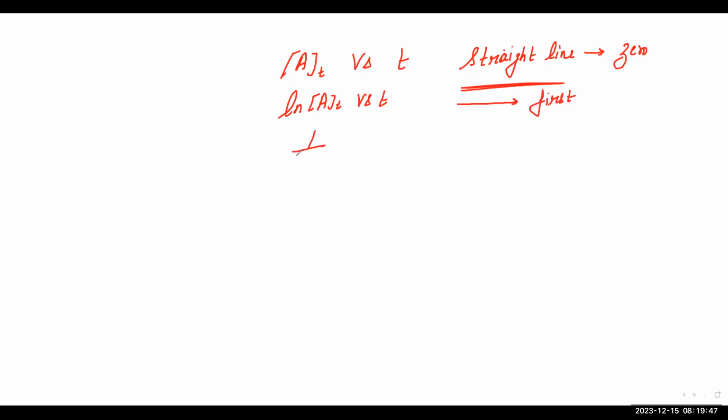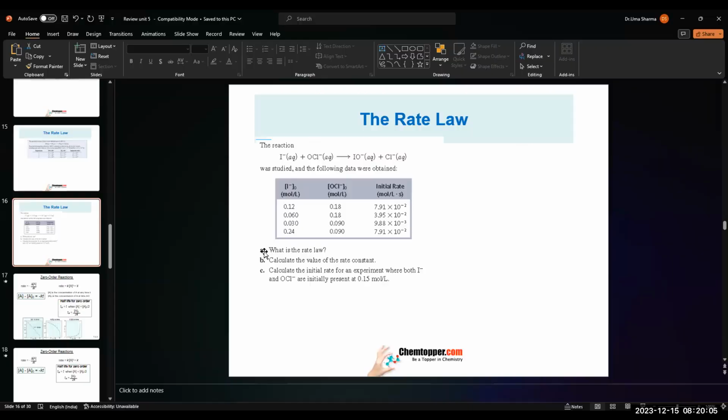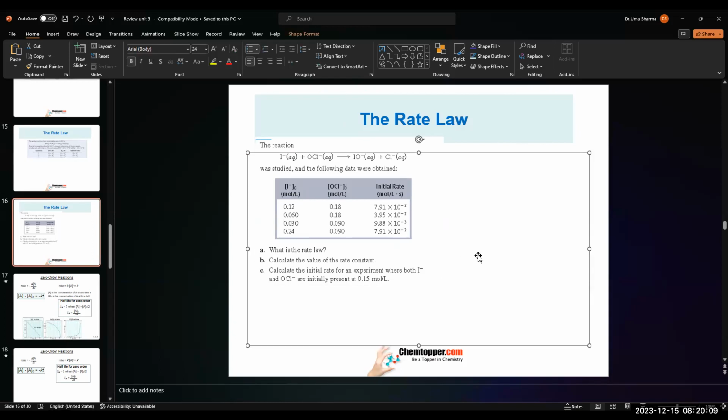And if 1 over A_t versus t is a straight line, then what's the order? Second. And we worked with the half-lives also, right? So I'm taking you now to the questions. This was the last question of the last class. We were doing this question in the last class.